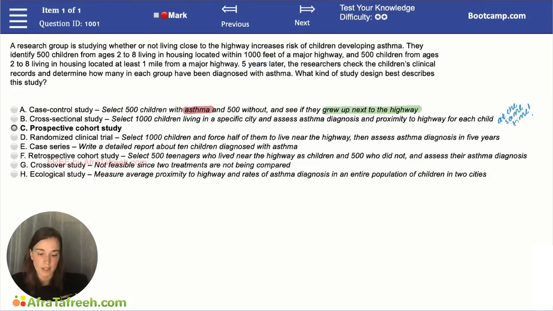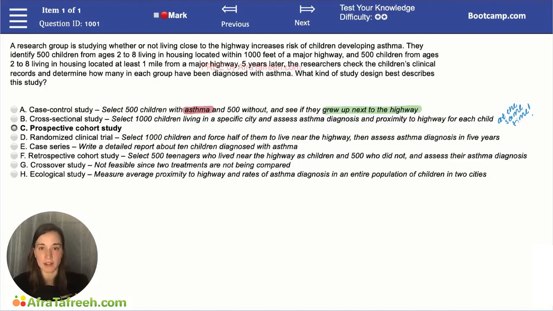To make this a randomized clinical trial, we need to manipulate the independent variables. So we would need to select a group of children and make half of them live near the highway and make half of them live far away from the highway, and then assess whether or not they're diagnosed with asthma in 5 years. Of course, this is unethical, and we can't do that.